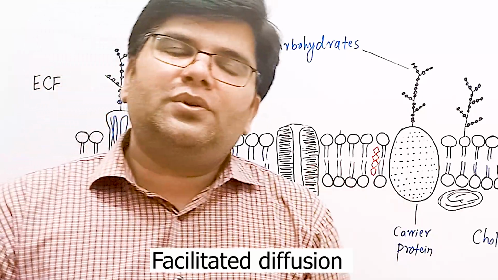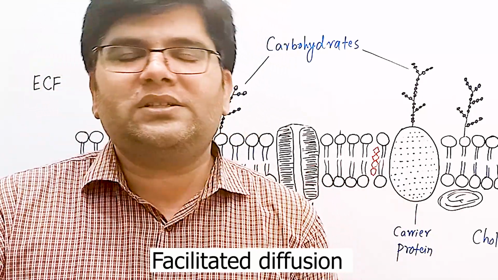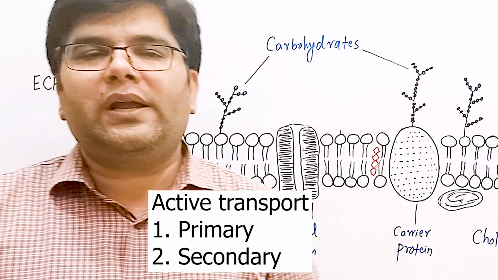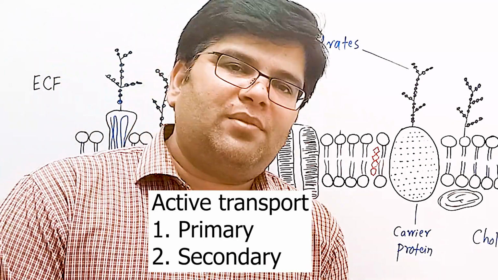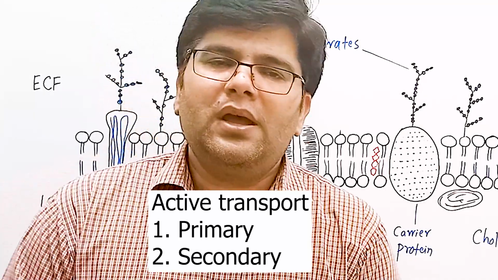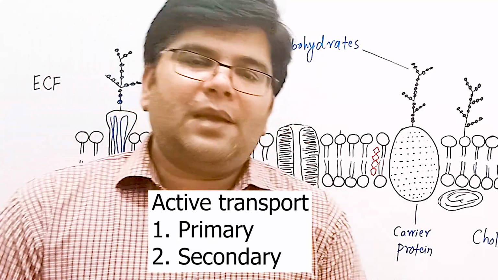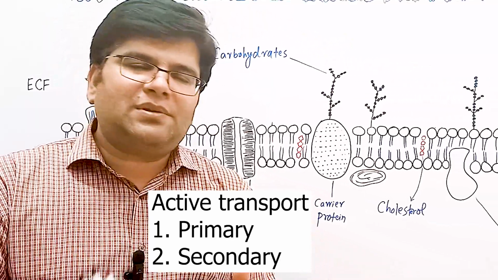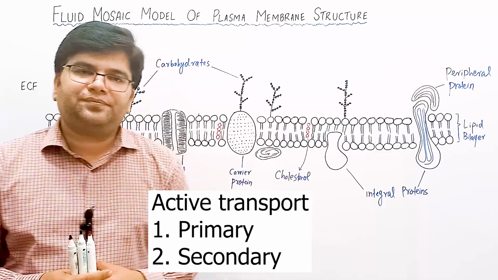These carriers can also be used for uphill transport, or moving substances against their electrochemical gradient. Then this type of transport will be called active transport, which can be primary active transport, like the transport through the sodium potassium pump, and another type of active transport is secondary active transport. We will study these types of transports later on in another session.